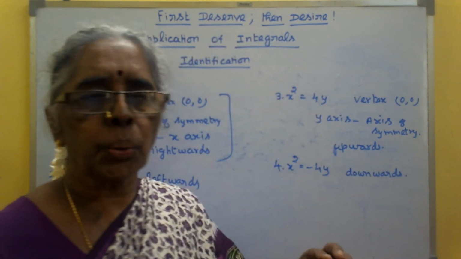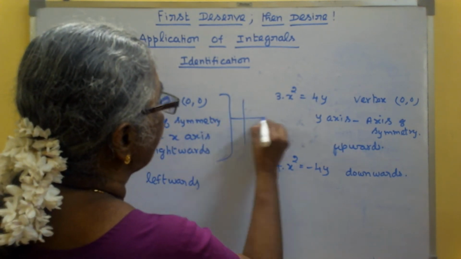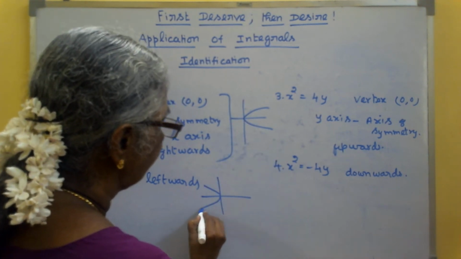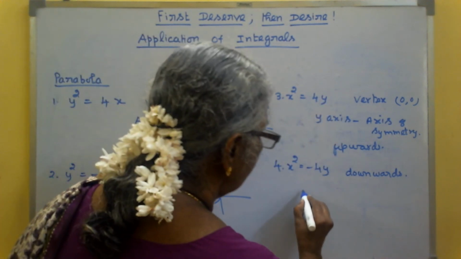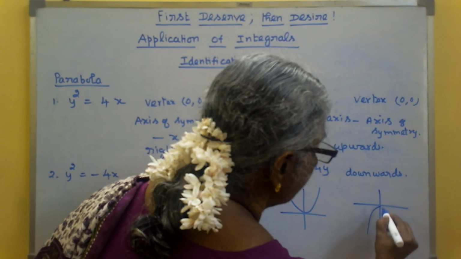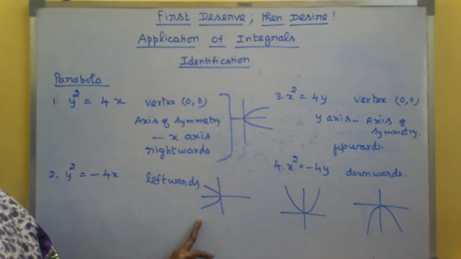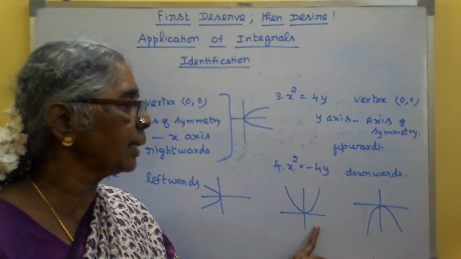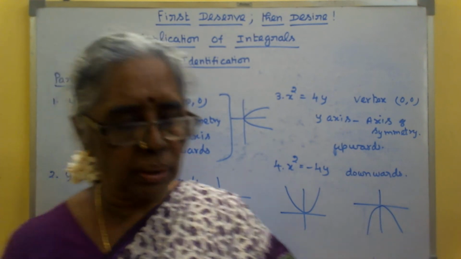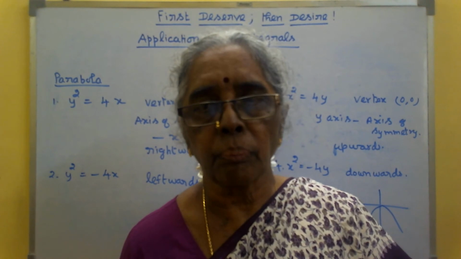Now, let me just show you the simple figure. For the first one, your figure will go like this. For the second one, this will go like this because it is leftwards. For the third one, it will go upwards. For the fourth one, it will come like this. This is y squared is equal to 4x. This is y squared is equal to minus 4x. x squared is equal to 4y. x squared is equal to minus 4y. So these are all the 4 types of standard parabolas which you should know.